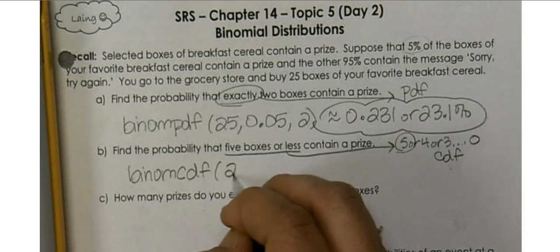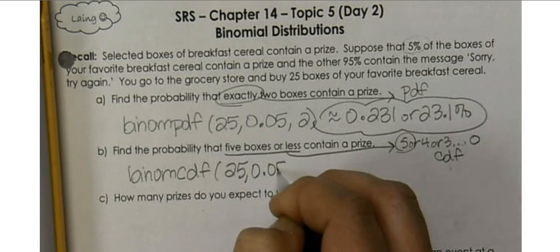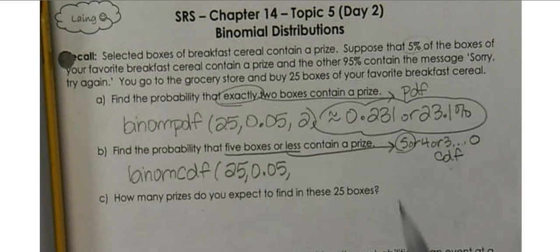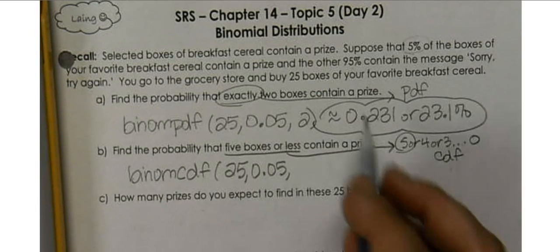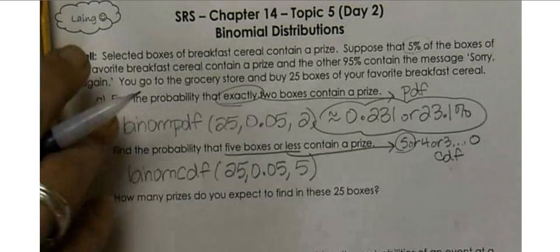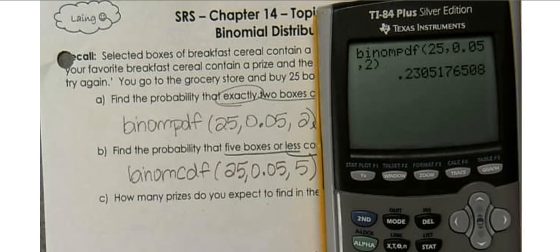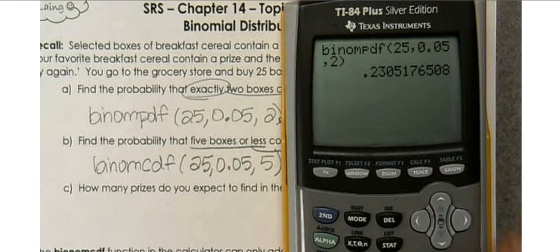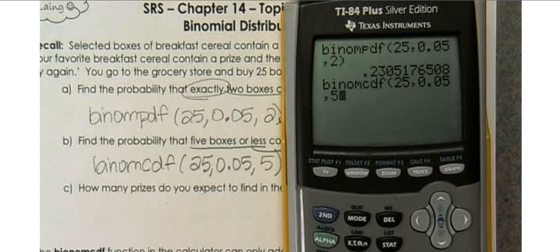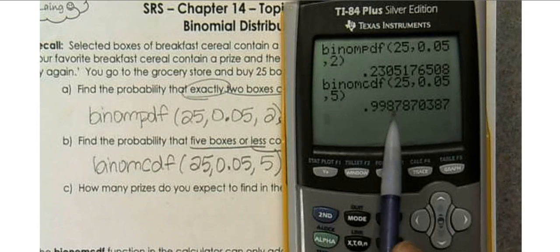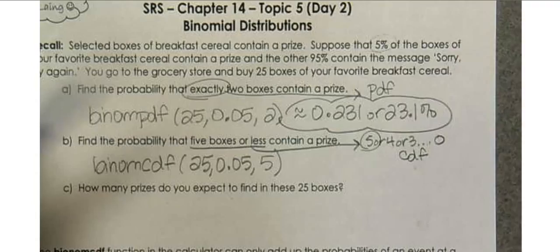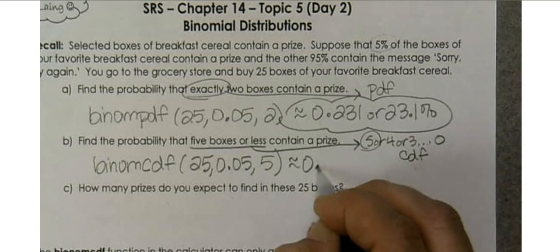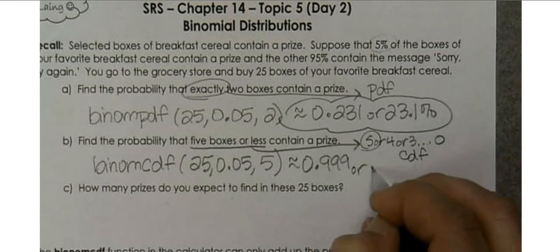And this time we still have trials, 25 trials, a probability of 5%, but this time we want it to cumulatively go all the way up to 5. And so if we enter that in our calculator, sorry, it's a little dark. Again, we have 25 trials, 5% success rate, and this time we want to go cumulatively up to and including 5. So to 3 decimal places, that 7 bumps that 8 up to 9. So that means that our probability would be about 0.999 or 99.9%.